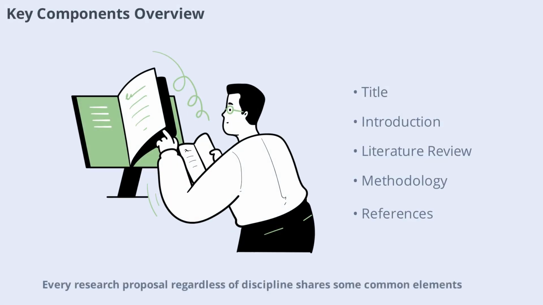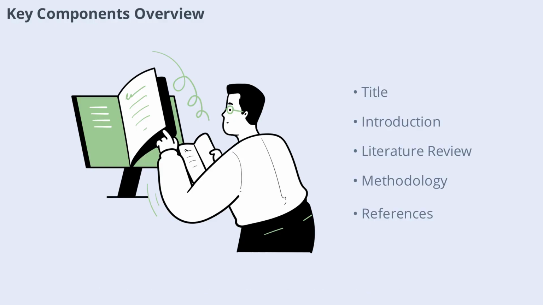Every research proposal, regardless of discipline, shares some common elements. These typically include a title, introduction, literature review, research questions or hypotheses, methodology, timeline, and references. Each section serves a specific purpose and contributes to the overall clarity and persuasiveness of your proposal. In the following scenes, we'll break down each component, starting with crafting an effective title.